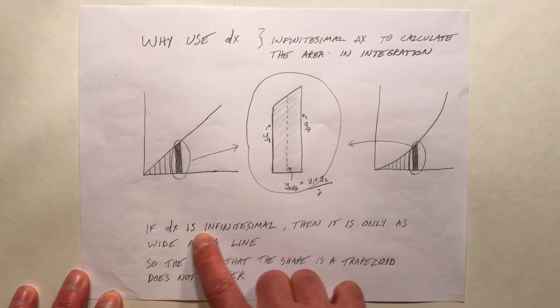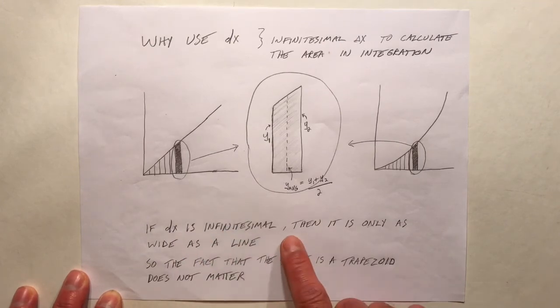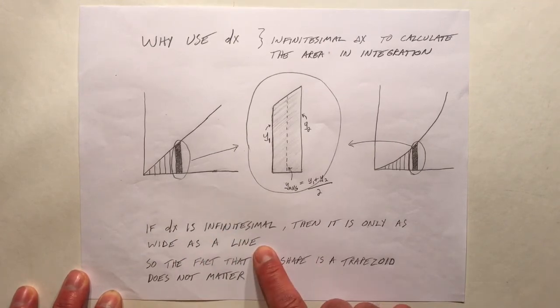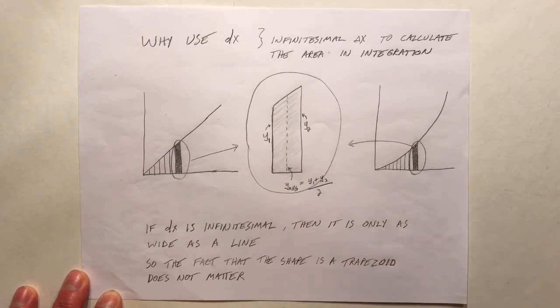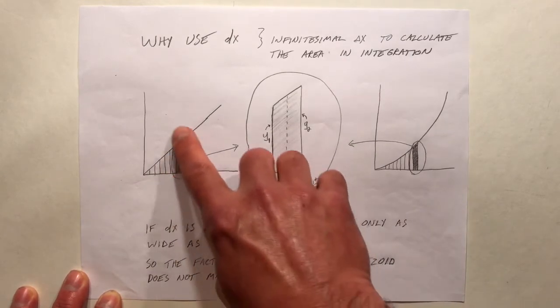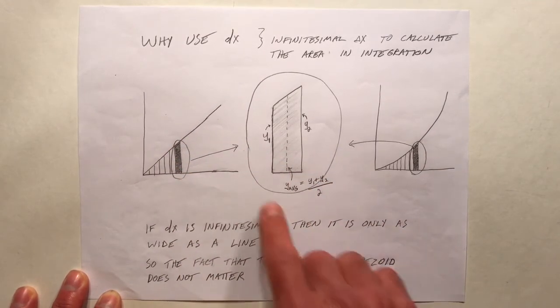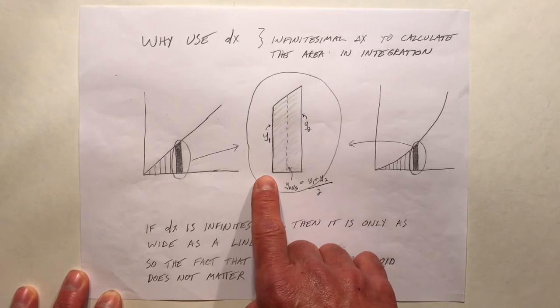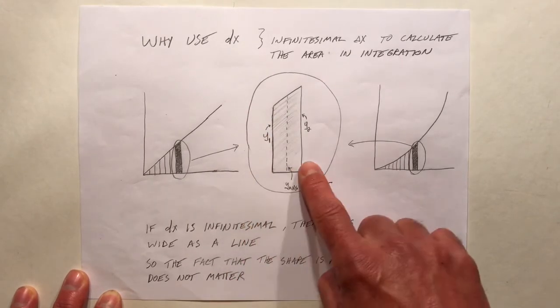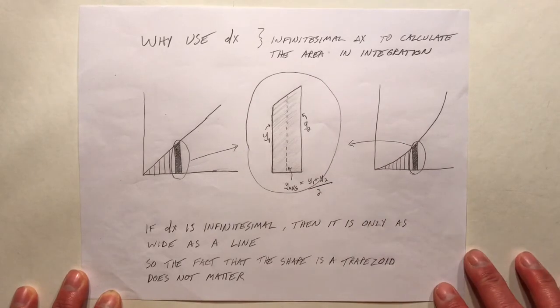If dx is in fact infinitesimal, and that's what it means, then it's only as wide as a single line, right? The change in x would collapse down to a point, or the width of a single line. So let's take a look at this trapezoid here. And let's say, what would we use as the height of the trapezoid? The short side or the tall side? The y1 or the y2 values?